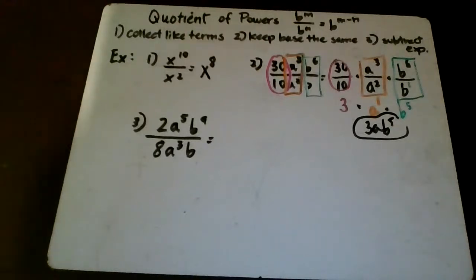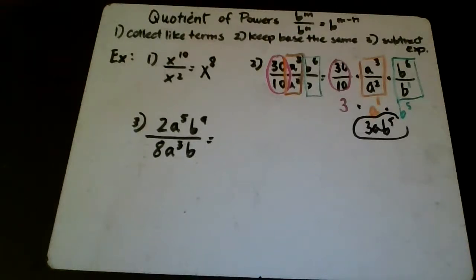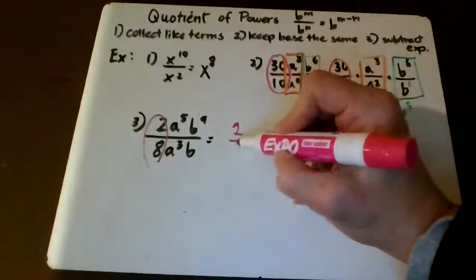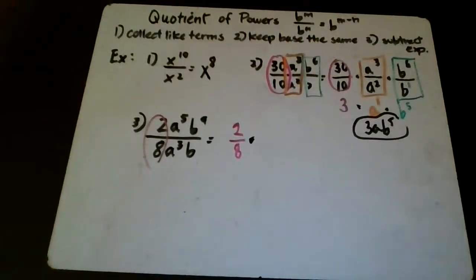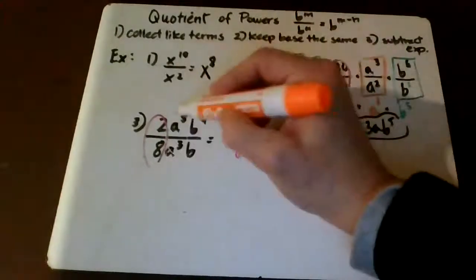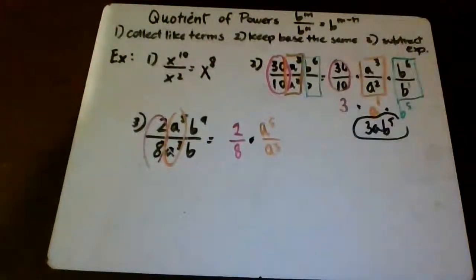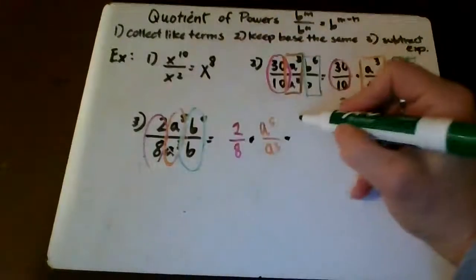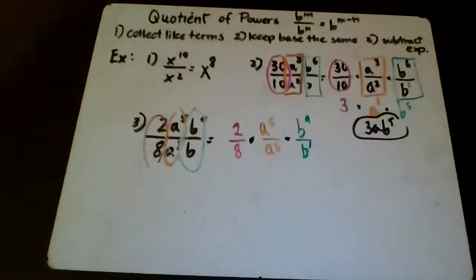This one is just a little different than the last. Again, I collect my like terms. First and foremost, I'm going to collect my coefficients, which would be 2 divided by 8, multiplied by, collect your a's, which would be a to the 5th divided by a to the third, multiplied by, last but not least, b to the 9th over b. And again, it's just a b, so I can make that b to the first.